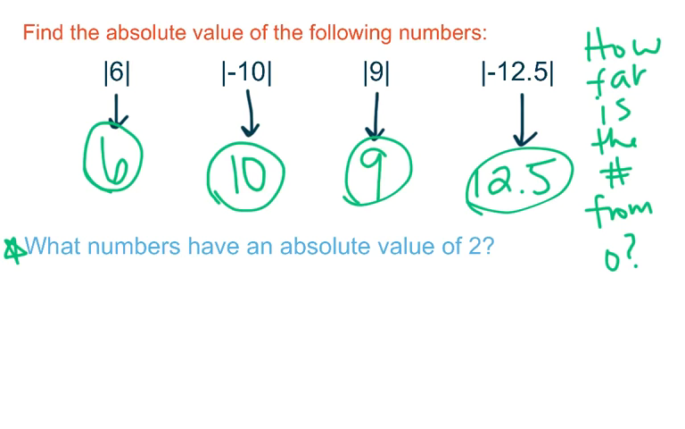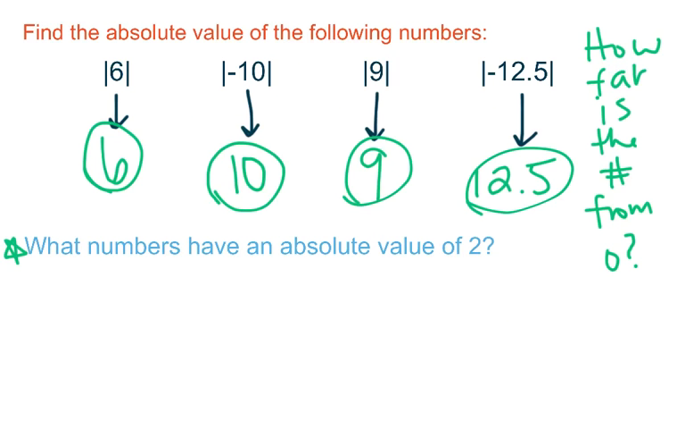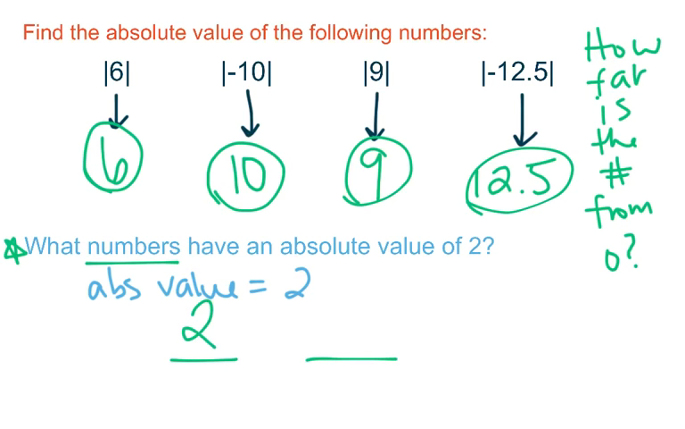Another question that you might see is what numbers have an absolute value of 2? If we click back, you'll see that this point right here where it says 2 numbers for every absolute value, this is giving you the absolute value. So this is saying that the absolute value is equal to 2. What numbers have an absolute value of 2? So what numbers are 2 away from 0? So there are 2 numbers. The number 2 is 2 away from 0, and the number -2. You'll notice that these are opposites. Opposites will always have the same absolute value.